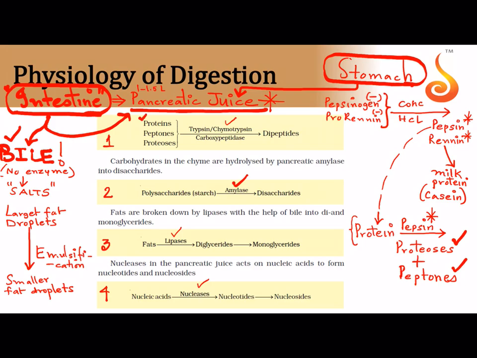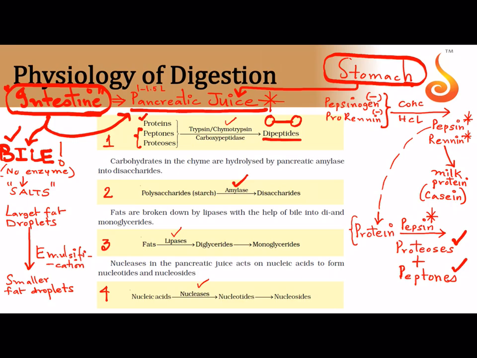So proteins which are still not digested, which came from your stomach, and proteoses and peptones, I told you, which came from your stomach under the influence of pepsin, will be acted upon by three enzymes present in pancreatic juice, which are protein digesting enzymes called trypsin, chymotrypsin, and carboxypeptidase, and they will be converted into simplest proteins which have two amino acids and a peptide bond between them. So these are called dipeptides.